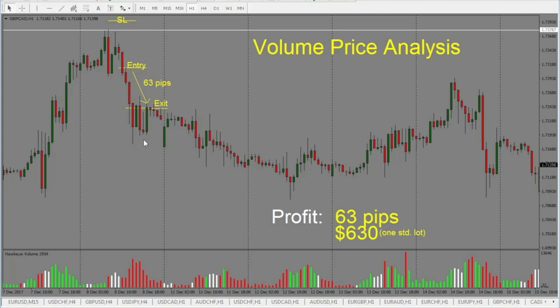So once we have a bullish engulfing candle here, we can exit the trade. From entry to exit, we get 63 pips in our trade. So our profit is 63 pips, or $630 if trading one standard lot.